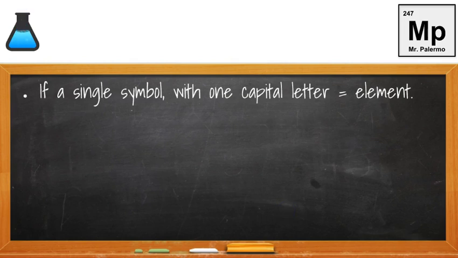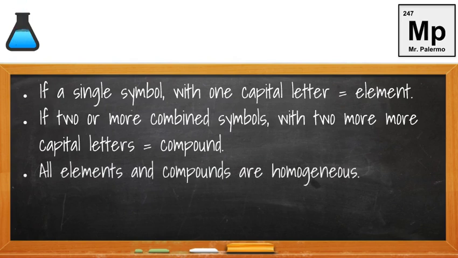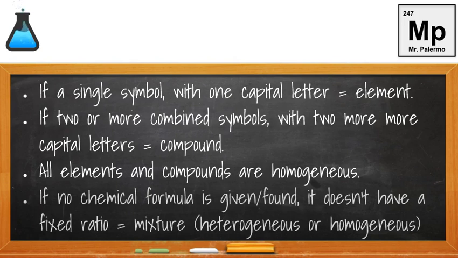A couple more important things. If a single symbol is present with 1 capital letter, that's an element. If there are 2 or more symbols combined with 2 or more capital letters, as we just saw in that last example, that's a compound. All elements and compounds are always going to be uniformly spread out, so they're all homogeneous. And if there's no chemical formula given or found, it doesn't have a fixed ratio, and therefore it has to be a mixture, either heterogeneous or homogeneous. So for example, dirt would be a good example of there's no chemical formula given, and therefore it's not a fixed ratio, and that would be a mixture.